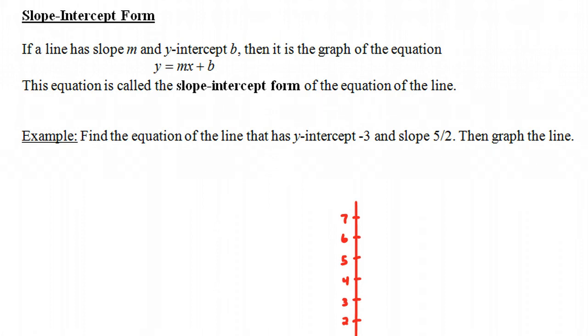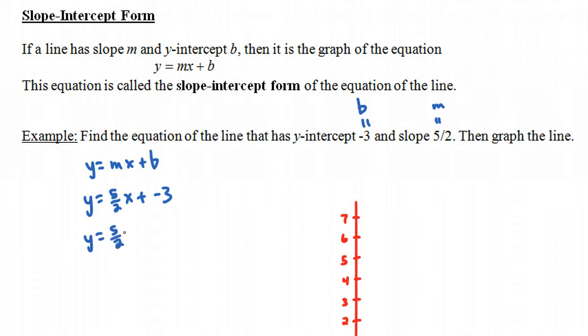As an example, let's find the equation of the line that has y-intercept -3 and slope 5/2. Now remember, the y-intercept is what we're calling b, and the slope is what we're calling m. So if we write this as y = mx + b, then it would be y = 5/2 x + (-3). Instead of having plus -3, we could just write -3. So y = 5/2 x - 3. That's the slope-intercept form of the equation of a line that has slope 5/2 and y-intercept -3.